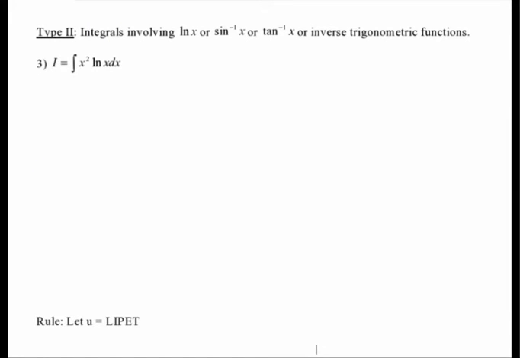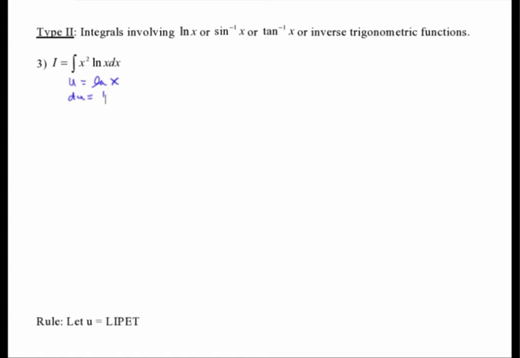All right, type 2, integrals involving ln of x or any log function or inverse trig function. So what we did last time was we let u equal the x squared or x or whatever that polynomial was. But remember, the idea behind it was, what can we integrate? On the previous one we could do either one, but letting u equal the polynomial made it simpler. In this case, we can integrate only x squared. We don't know how to integrate ln of x, so what we're going to do is let u equal ln of x.